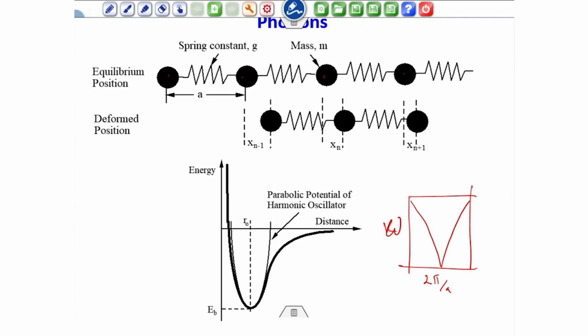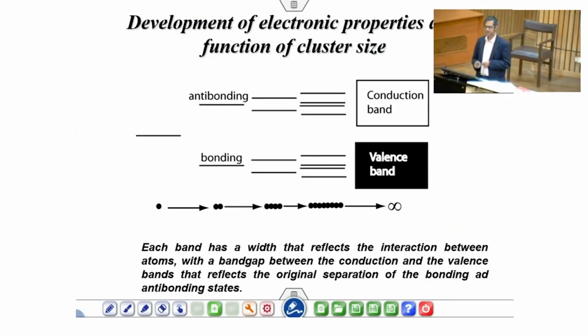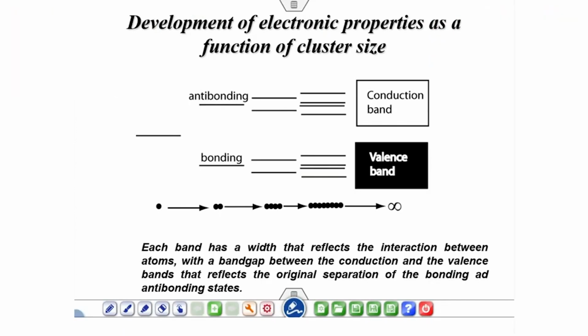So, how does it happen? Let us talk about it. That is where the important aspect comes into the picture. What is that? That is what is known as the confinement effect.